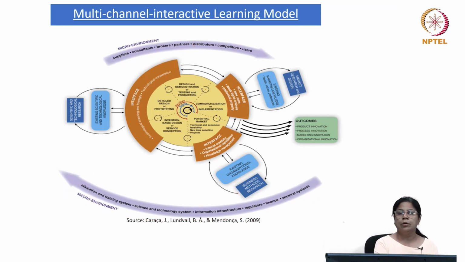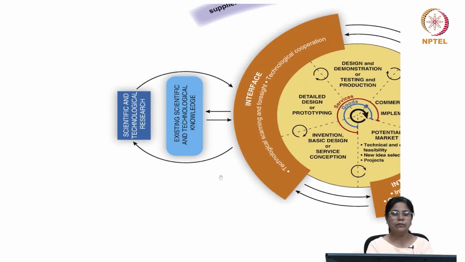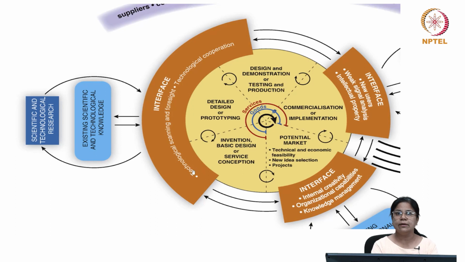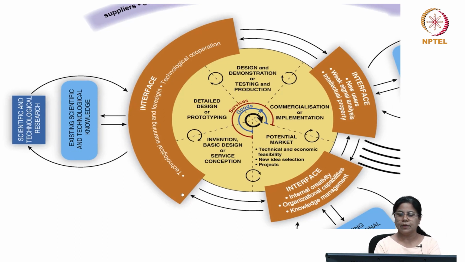So now let us look at what is there at the core. At the core, to begin with, on the left hand side, we have scientific and technological research, which essentially links with the existing scientific and technological knowledge which we have already talked about, that is the state of the art. If you have to do something new, that is being represented through the dark blue box as compared to the existing knowledge, which is being represented by the lighter blue box.